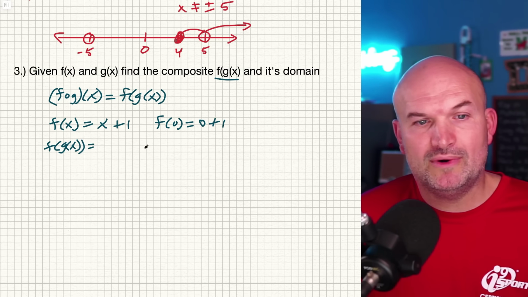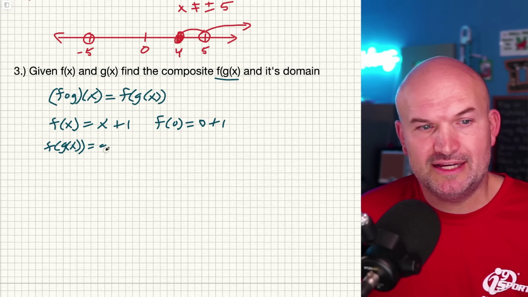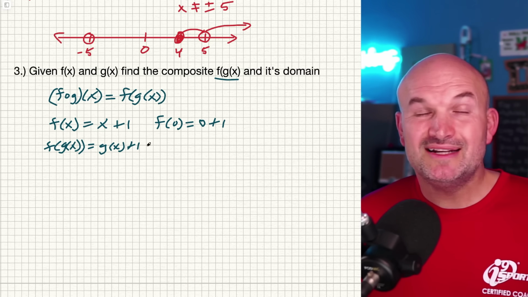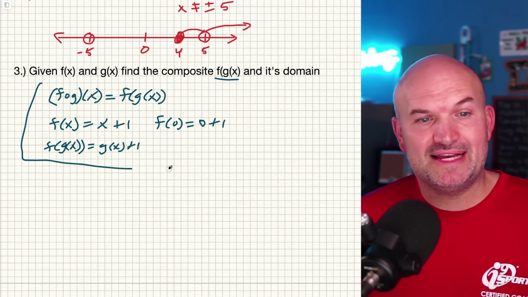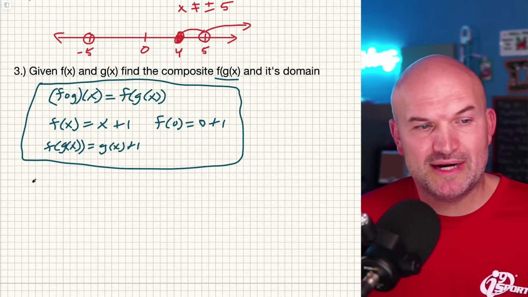So in this example, what I would simply do is just plug g of x in for my 0, right? So I'd say a g of x plus 1. Now this example does not make any sense because I have not defined what g of x is. So let's go through an actual problem.